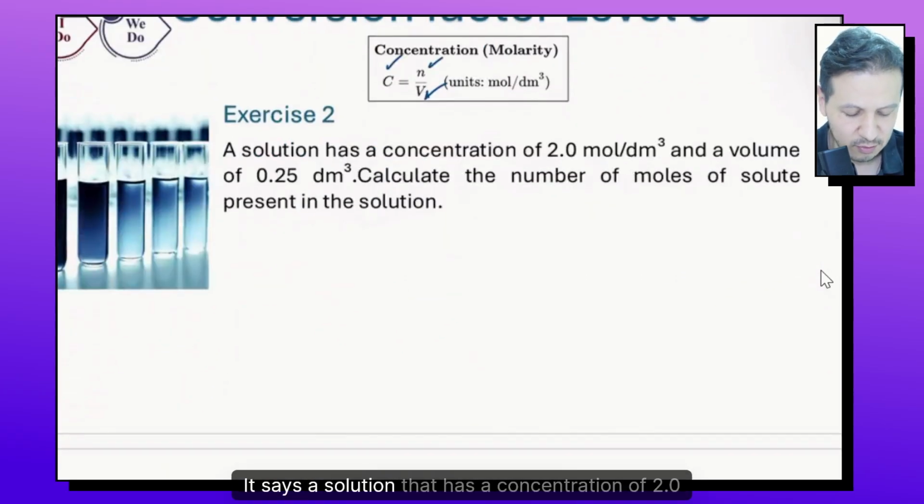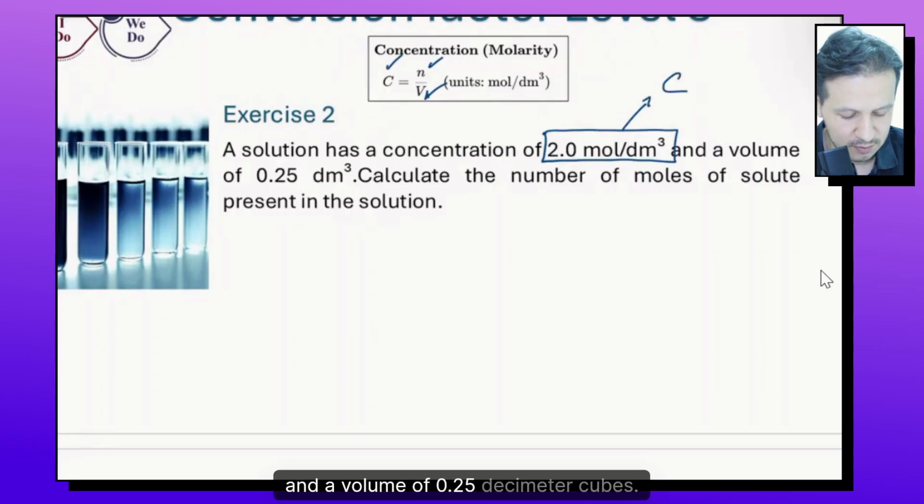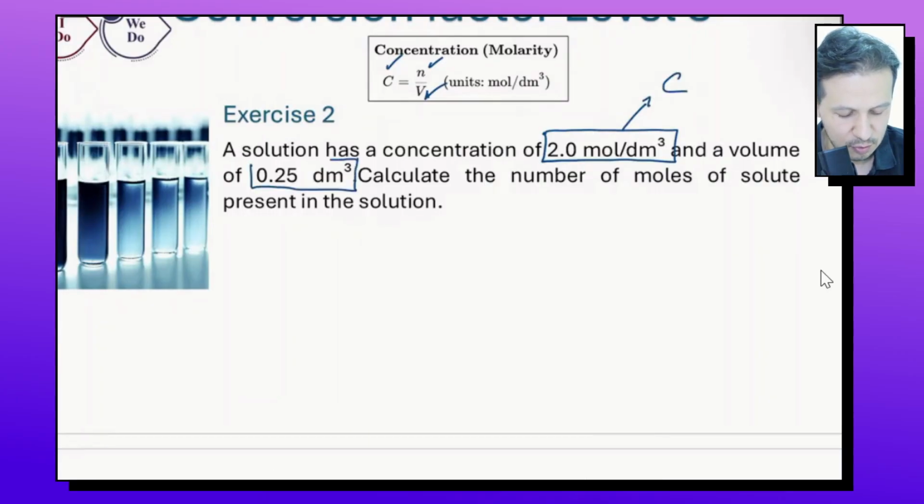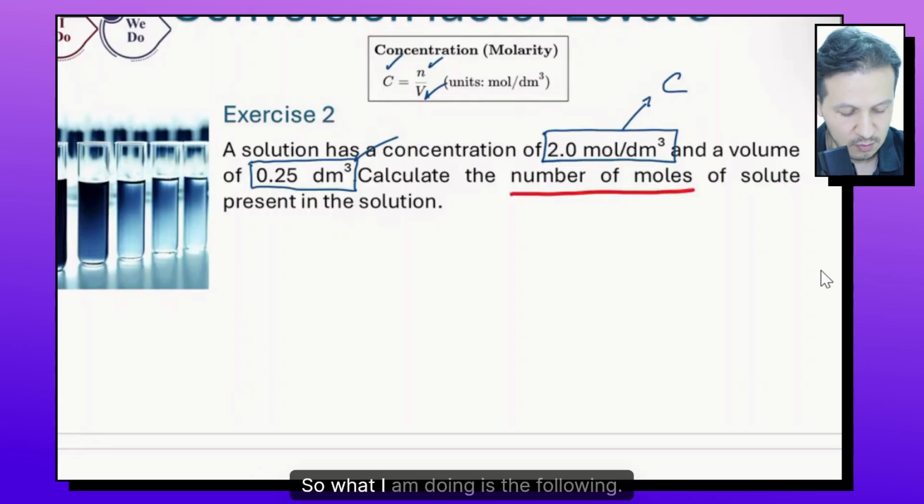It says a solution that has a concentration of 2.0 moles over decimeter cubed, so this will be the concentration, and a volume of 0.25 decimeter cubed. This is the given volume. Calculate the number of moles. The number of moles of solid present in the solution is the one that I need to calculate. So what I am doing is the following.